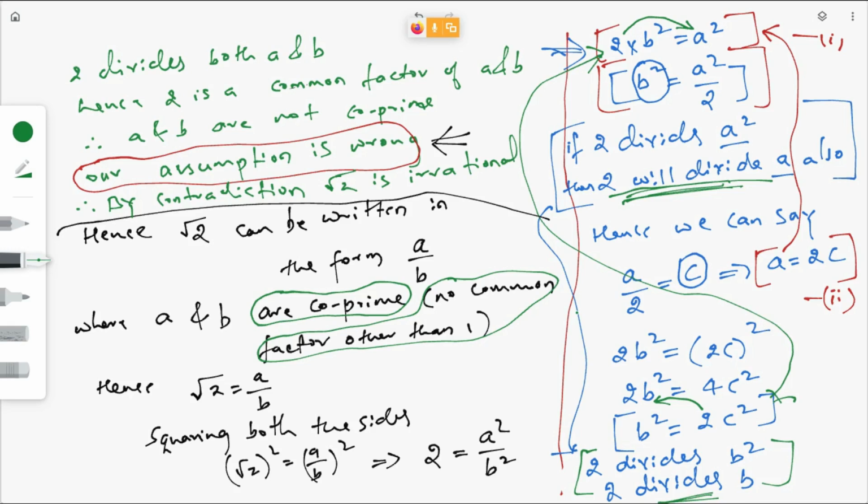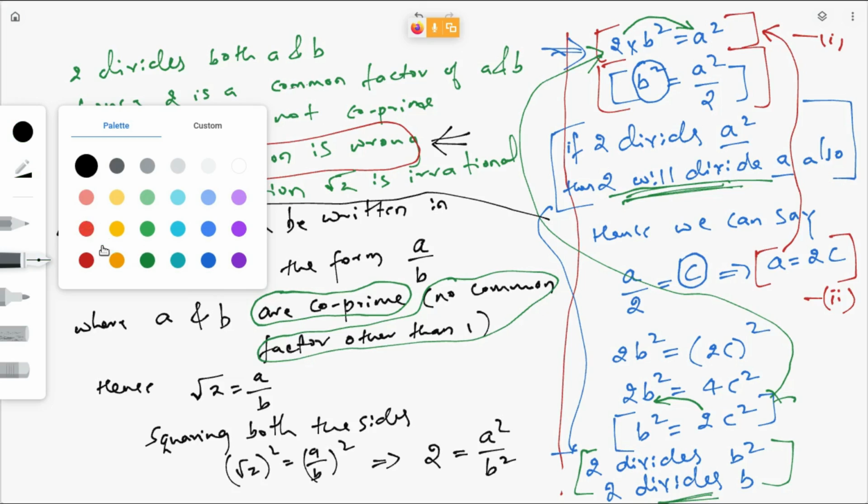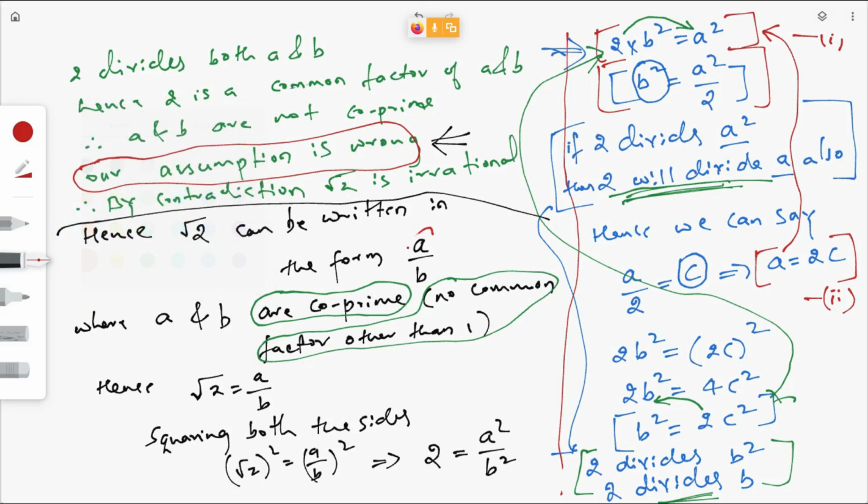If the given number is a rational number, then it can be expressed in the form of a by b, where a and b are some integers and b is not equal to 0, as per the definition of a rational number.